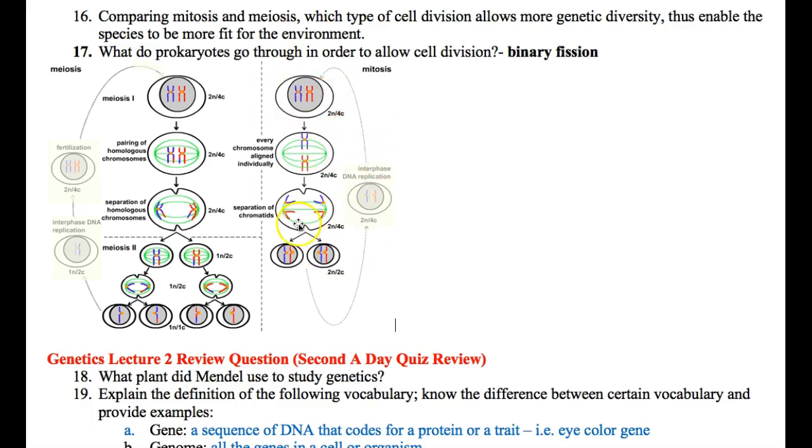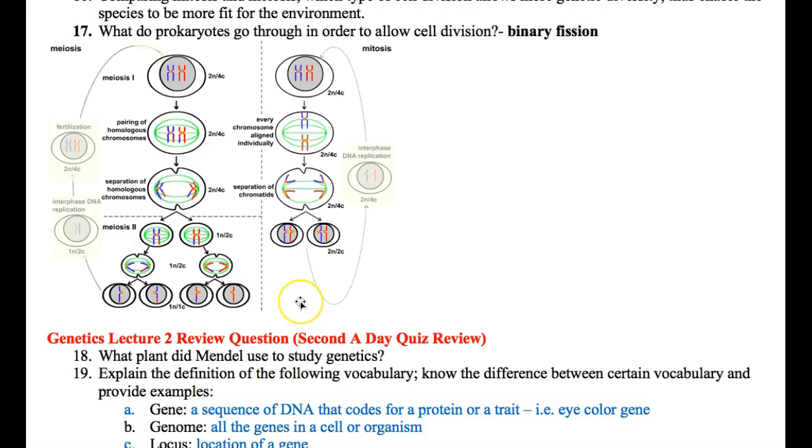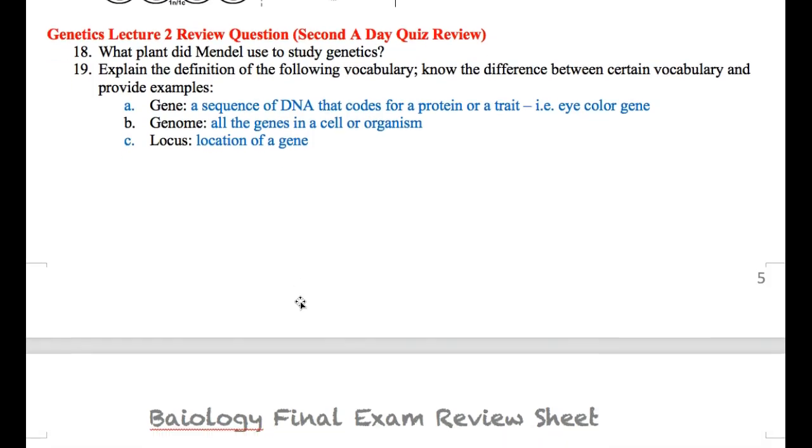All right, here's another picture showing you meiosis and mitosis. In mitosis, cells divide only once, and in meiosis, cells divide twice. Make sure you can draw this. Again, make sure you can draw this. Draw it. All right, we have a few more left.